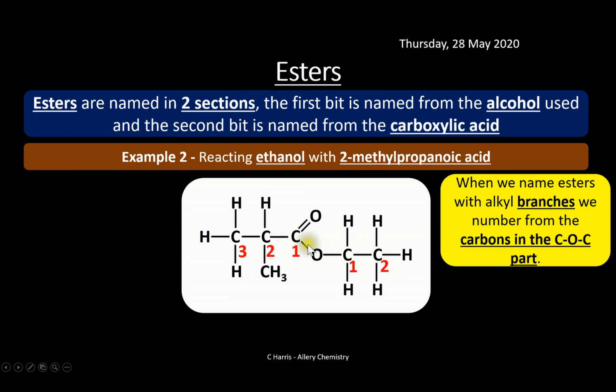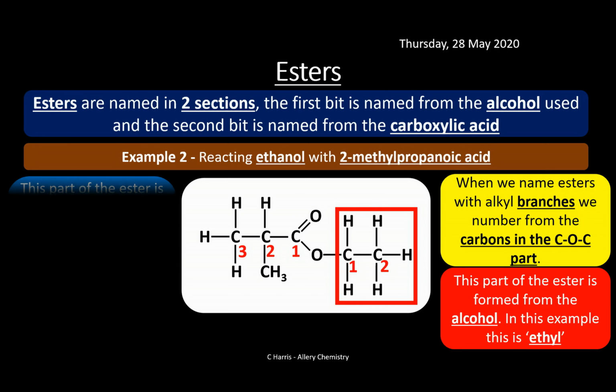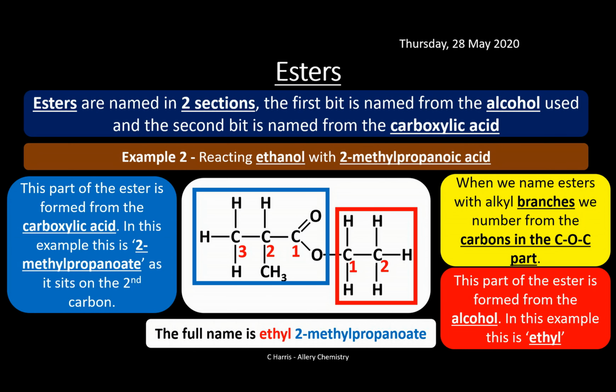So this one's going to be 1, 2, and 1, 2, 3, always numbered that way, okay? So the part of the ester formed from the alcohol is named first, and this is called ethyl. Whereas the carboxylic acid bit on this side is named last. So this is 2-methyl propanoate, and it sits on that second carbon, that methyl group. So the full name of this is going to be ethyl 2-methyl propanoate. Okay, so you can see the numbering is quite critical in this one.